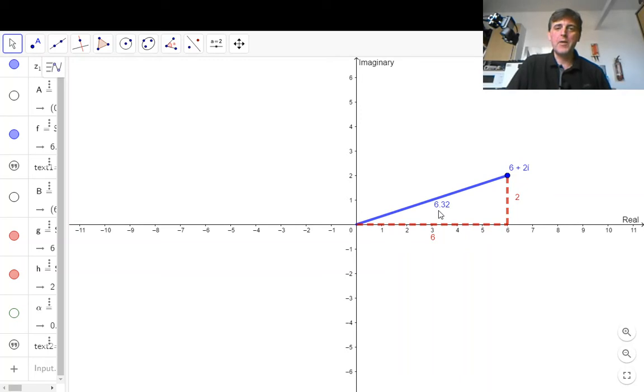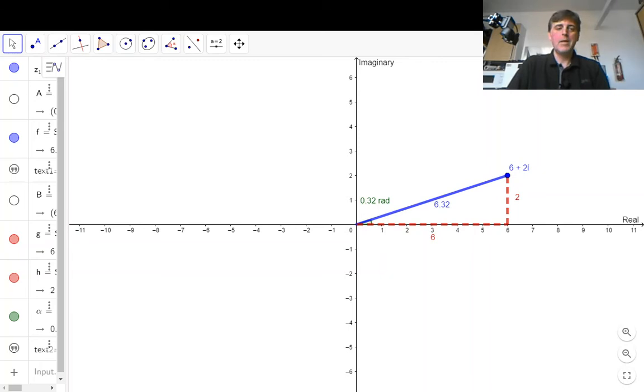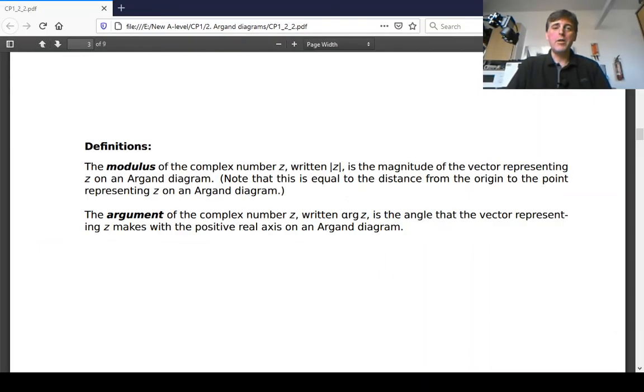To find the angle that it makes with the positive real axis, we're basically looking at this angle here, if you can just about see it on the graph plotter there, and in radians to 2 decimal places, that's 0.32 radians. Now what you've just done there is found the modulus and the argument of the complex number 6 plus 2i. Here are the definitions.